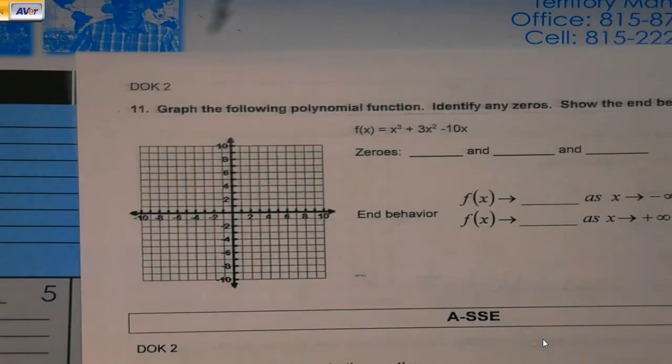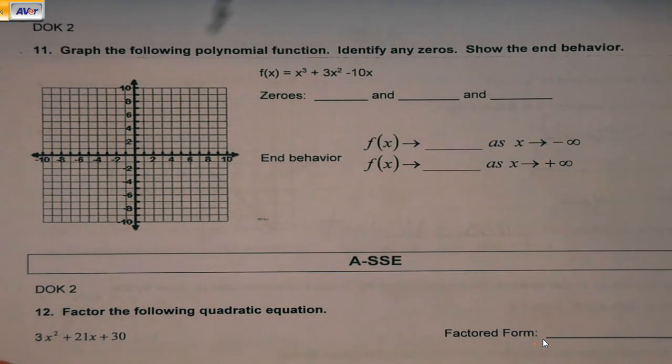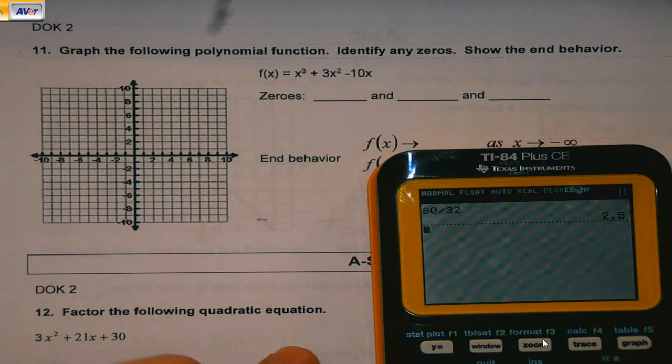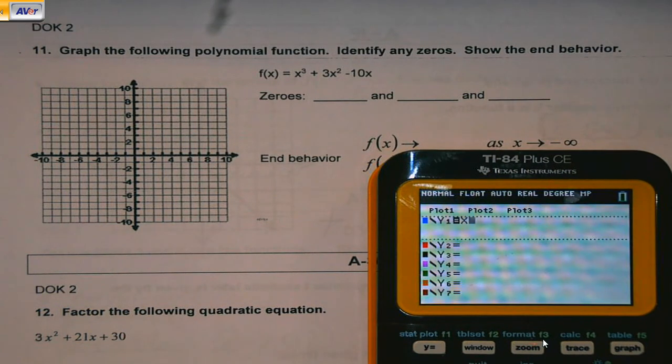Into the back we come, and yes, this is the end. This is how long yours is going to be. Graph the following polynomial function, identify any zero, show the end behavior. Okay, we are going to attempt to keep life hopefully simple. We'll see if we're fortunate. It's 3x squared minus 10. Oh dear, that's not keeping life simple. Let's try that again. X to the third, plus 3x squared minus 10.